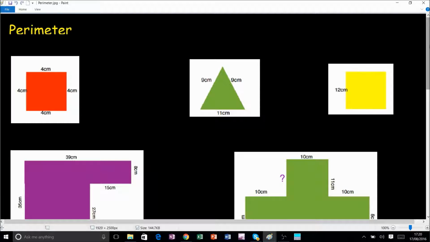What is the perimeter? Well, the perimeter is basically the distance around a shape, or an object. So here we're just going to go straight into it.